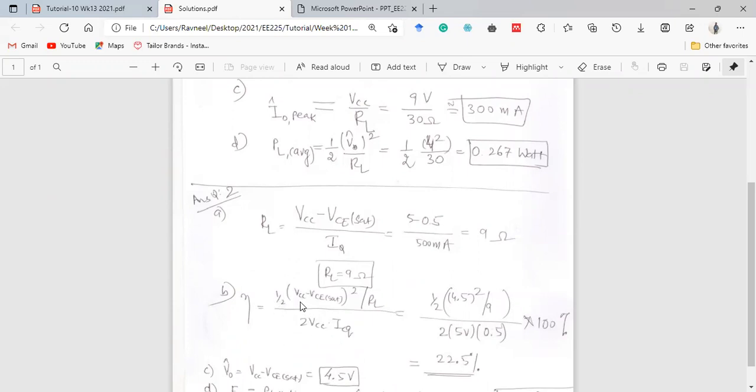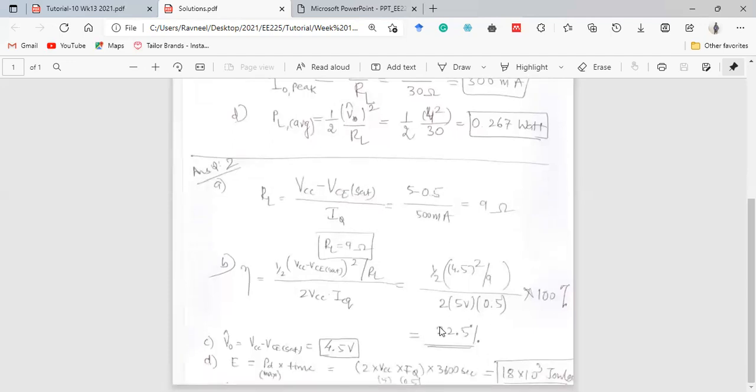What we know is the VCC value, the VCE value, the load resistance that we calculated in part A, and the bias current. So directly substituting all the values: the RL value, that is 9, the VCC value, that is 5, and the VCE value, that is 0.5. So VCC minus VCE is going to give us 4.5 squared. Our VCC value is again 5 volt, and our bias current is 0.5, or 500 milliamps. Using standard units, that will be 0.5 amps. Calculating the efficiency, it comes down to 22.5%.